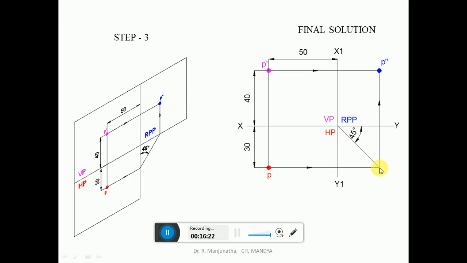Then project from this point to the side view, such that it is going to intersect the projector from the front view, and these two lines will intersect at this point, which is going to be P double dash. Write the dimensions: 50 mm here, above HP 40 mm, in front of VP by 30 mm. Give the dimensions, and this completes the problem. So this is the final solution for the projections of points in the first quadrant. Thank you.